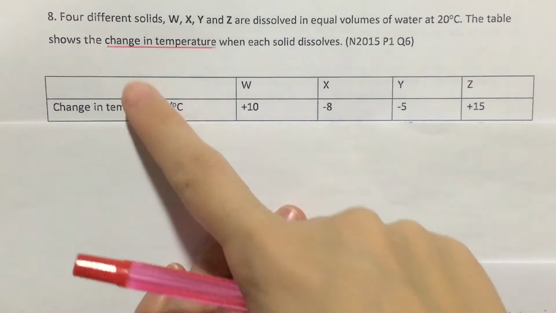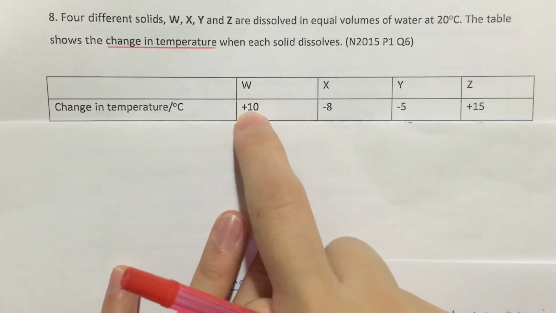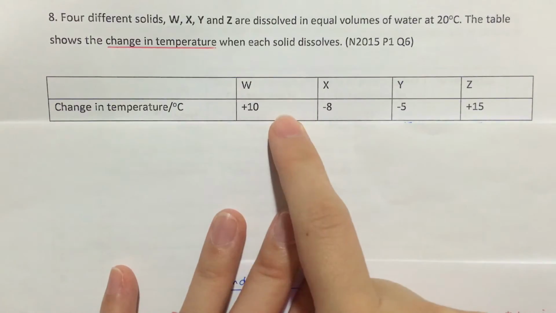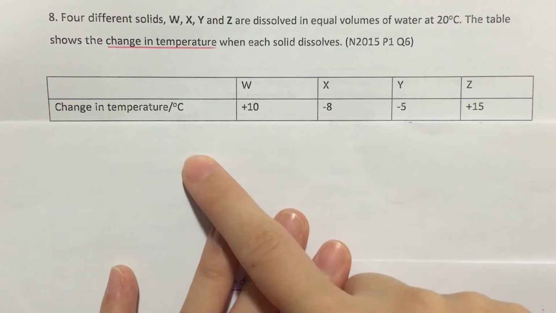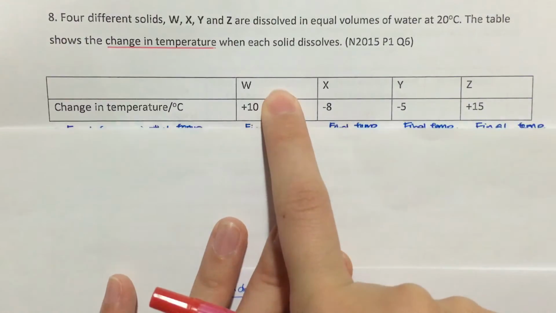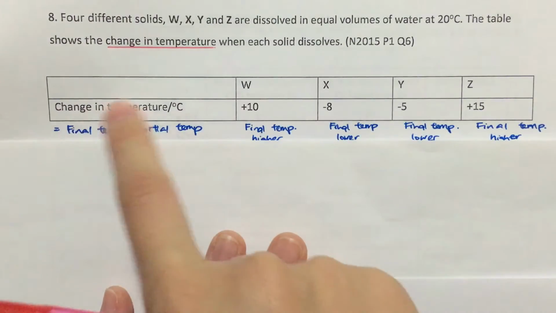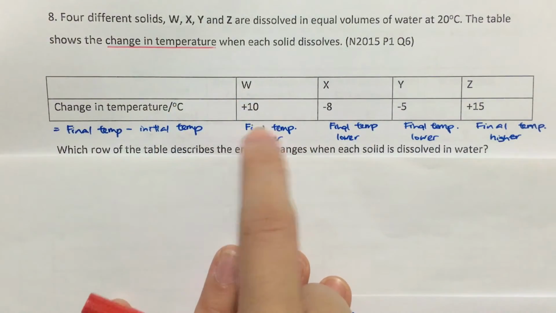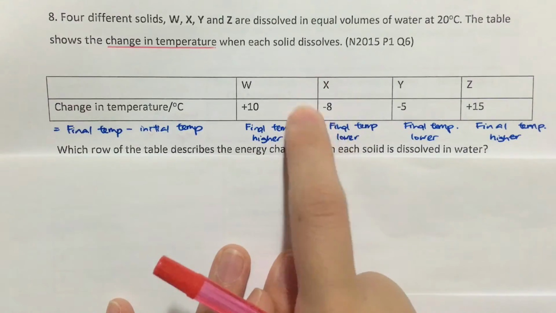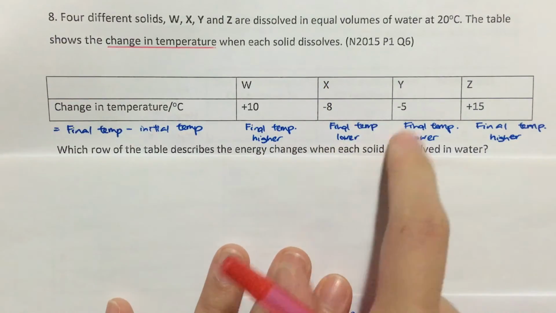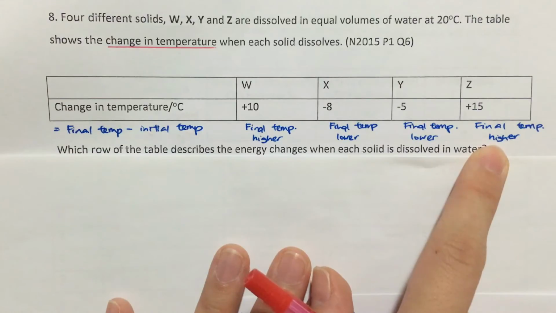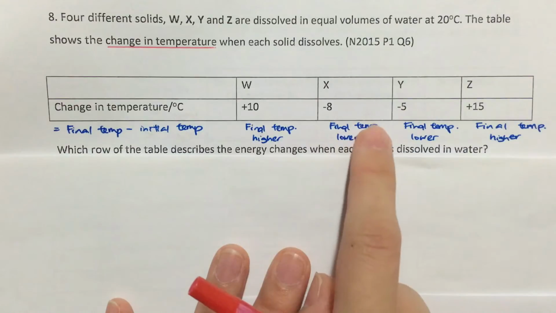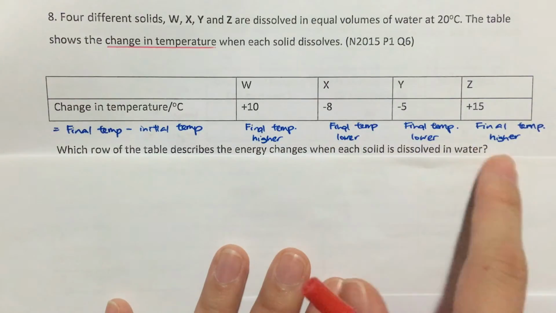Okay, for this question, they show the change in temperature, and there are positive values and negative values, based on whether the final temperature is more than the initial temperature or less than the initial temperature. So the first thing I'll write down is change in temperature is final minus initial. A positive number means my final temperature is higher, and a negative number means my final temperature is lower. Based on this, once I know whether the final temperature is higher or lower, I can decide whether it is exo or endo.